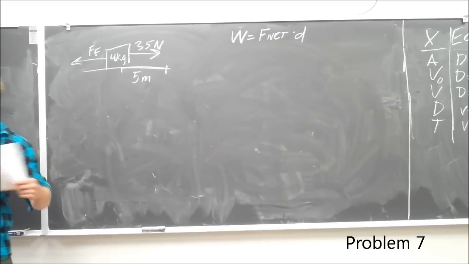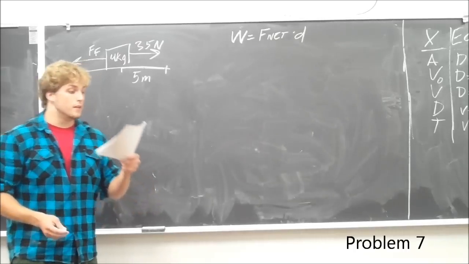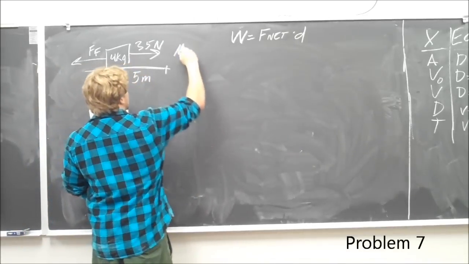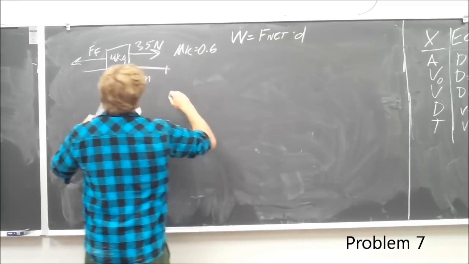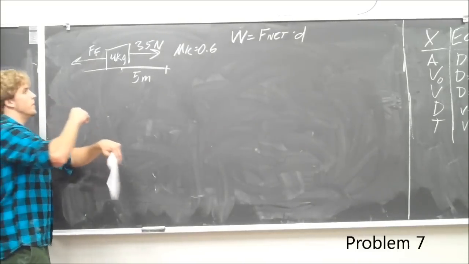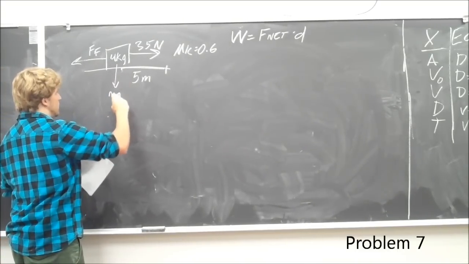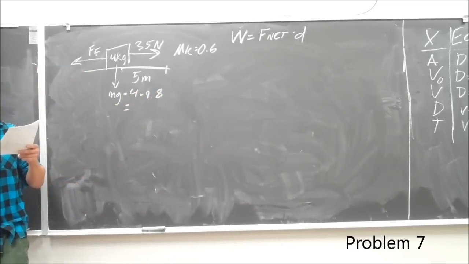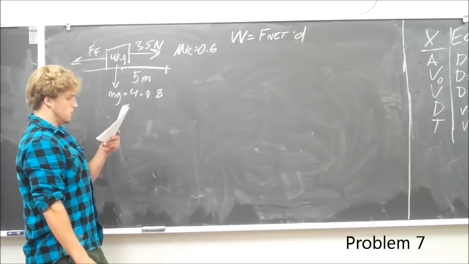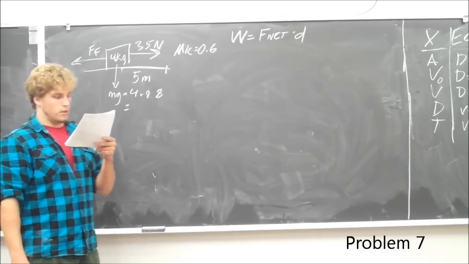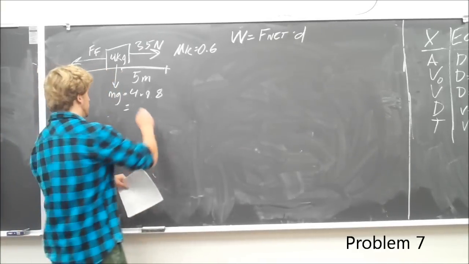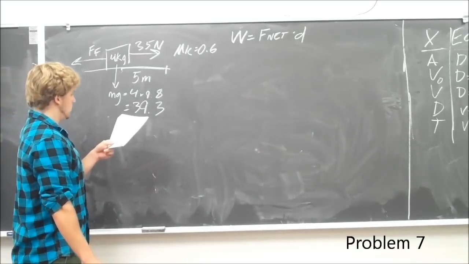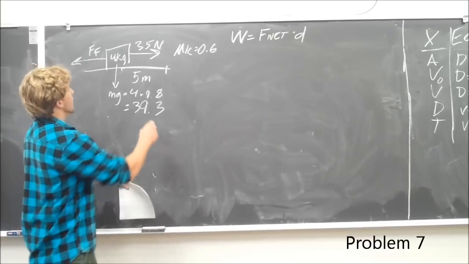Force of friction is the normal force times mu. And in this case, they give it to us. They give us mu k is 0.6. Sweet. We know the mass. Therefore, we know mg is equal to 4 times 9.8, which is equal to 39.2, cool. Oh yeah, then we have to multiply this by mu k.